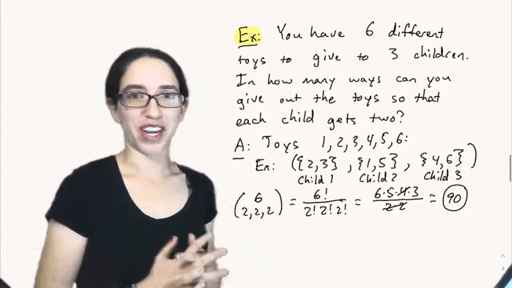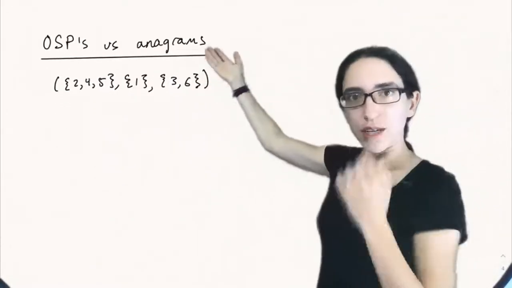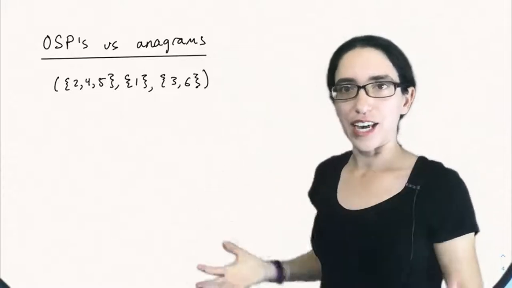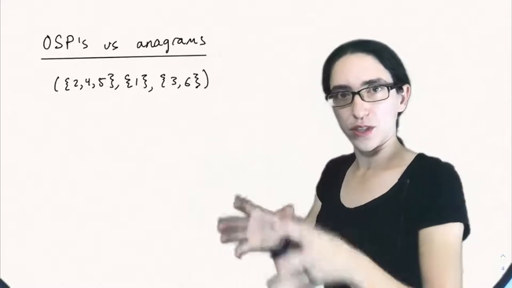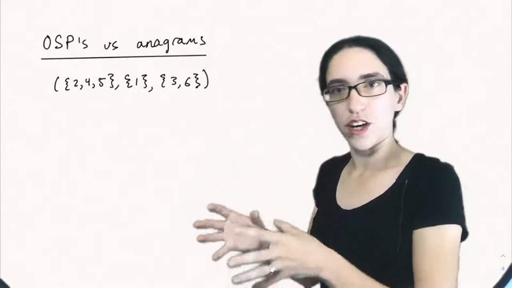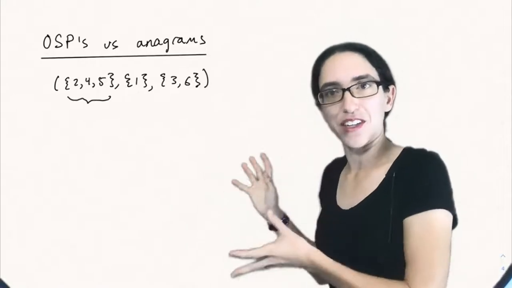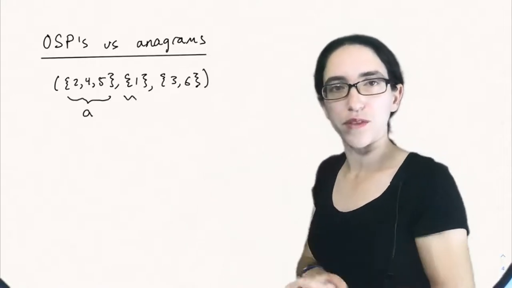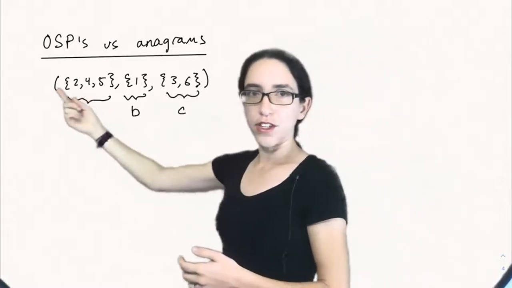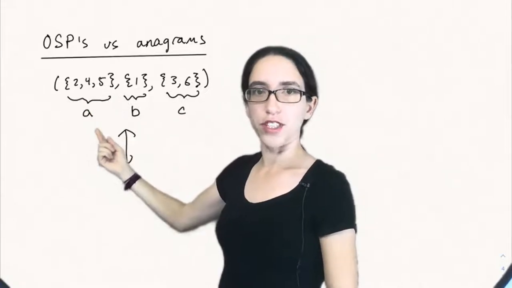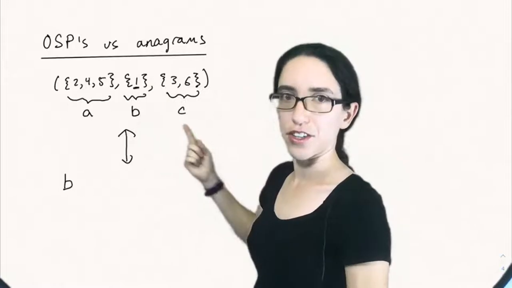Let's look at another example now that shows how ordered set partitions and anagrams are actually counting the same thing. So we saw that anagrams and ordered set partitions with certain restrictions are both counted by multinomial coefficients. So I'm going to show you how they're actually the same mathematical object by just writing them a little bit differently. Given an ordered set partition like this, let's think of the first set as saying what positions the first letter occurs in some word, and then this, what positions the second letter occurs in, and so on.